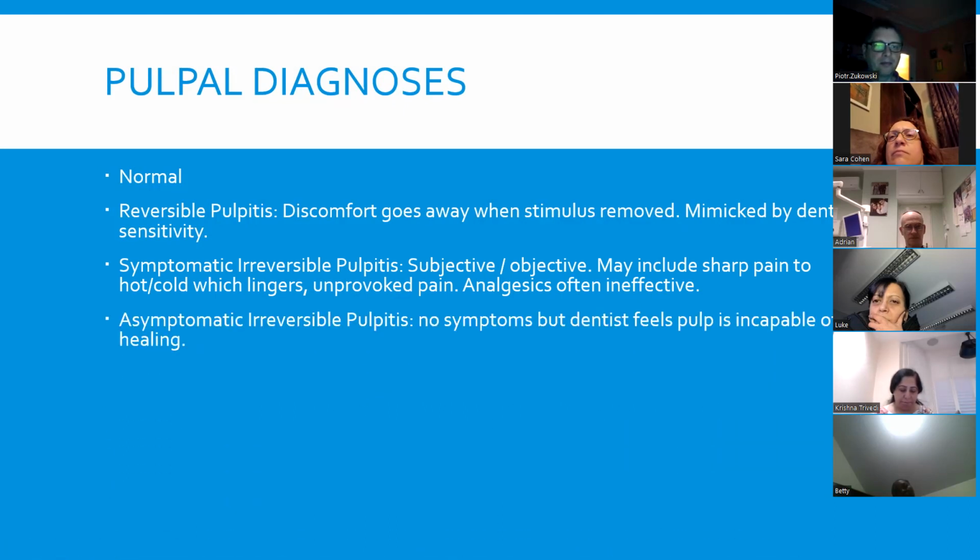Asymptomatic irreversible pulpitis. There's no symptoms, but the dentist feels the pulp is beyond healing. We've got caries into pulp, for example. Not what you normally see on the emergency clinic, but you see it in general practice all the time. These terms need updating, as irreversible pulpitis is now reversible. That's the Biodentine seminar for those. I think it's the last one in the series.